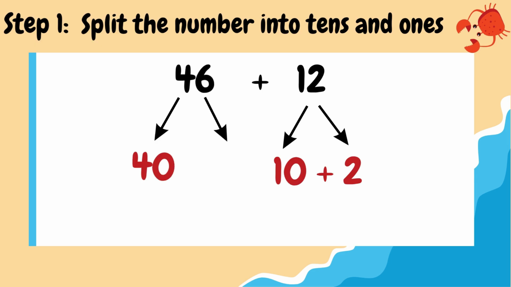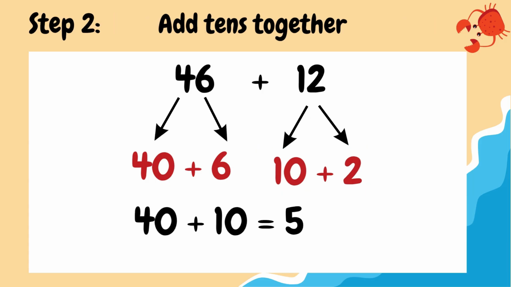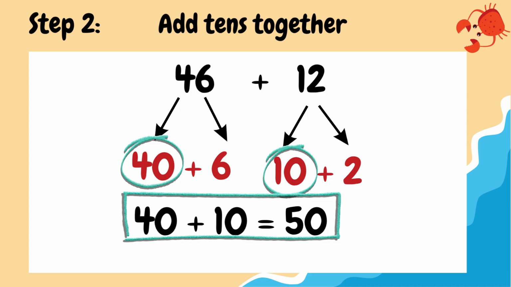Step 1. Split the numbers into tens and ones. So 46 will become 40 and 6. 12 is equal to 10 and 2. Step 2. Add the tens together. 40 plus 10 is equal to 50.